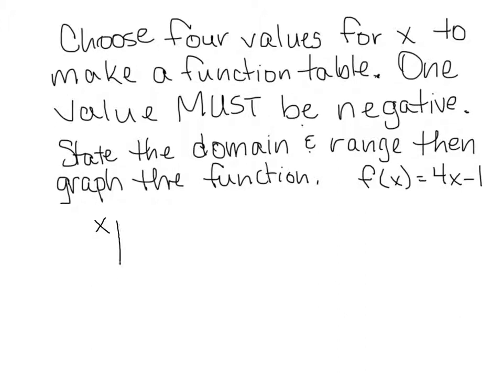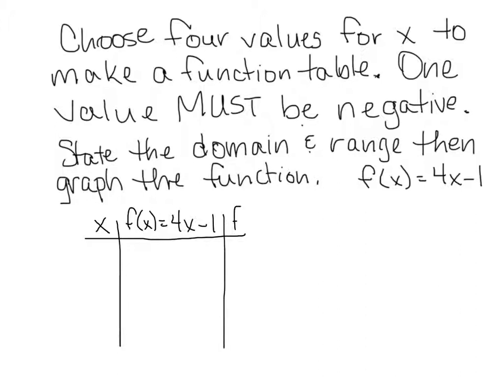Okay, so let's start out with our values for x. Our function, which is f of x, equals 4x minus 1. And then, of course, we are finding f of x, which, by the way, is the same thing as y. Then I want you to also add a column, and that will be for your ordered pair. Choose your values. Pick your numbers like you pick your nose.